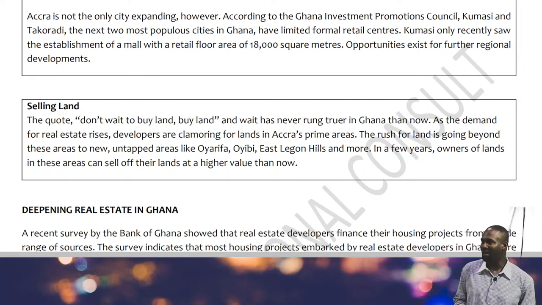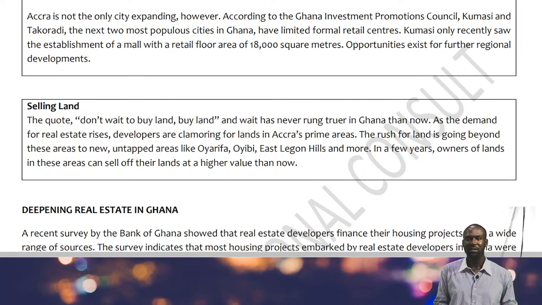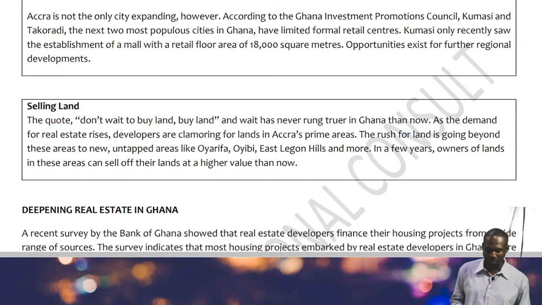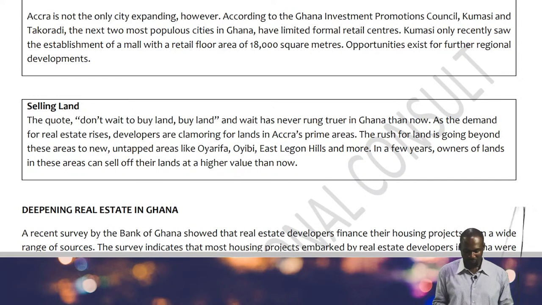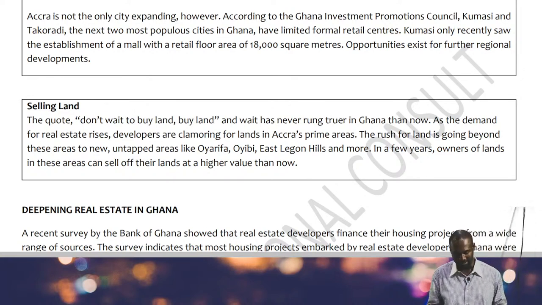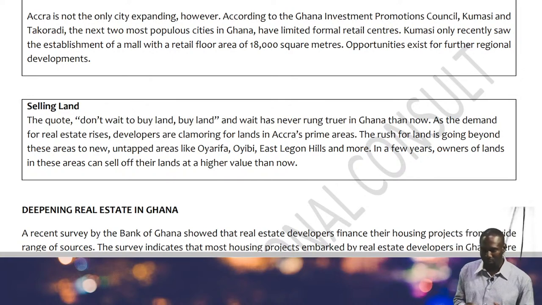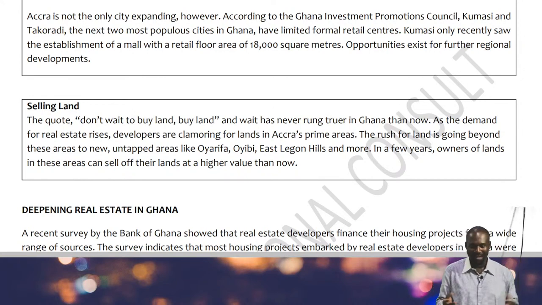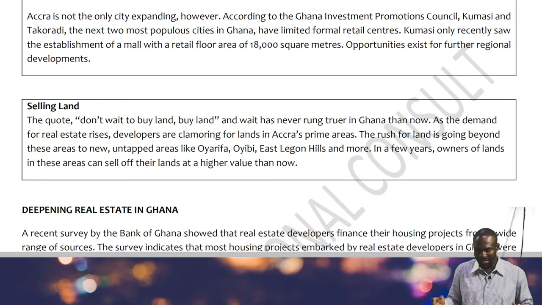What's the next one? Selling land. We could also buy and sell land. Are we clear? Buy land. Wait has never run truer in Ghana than now. As the demand for real estate rises, developers are clamoring for lands in Accra's prime areas. Now, the rush for land is going beyond these two areas, like Oyarifa, Oyibi, East Legon Hills, and more. In a few years, owners of land in this area can sell them off.